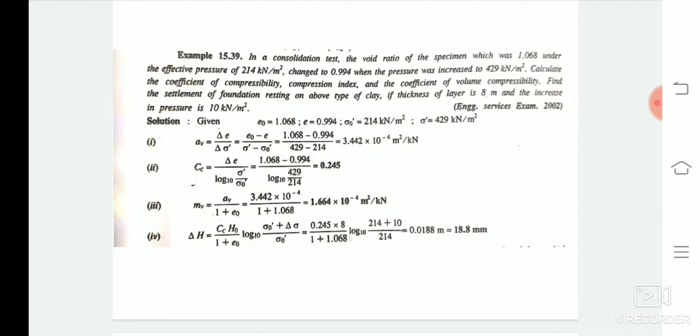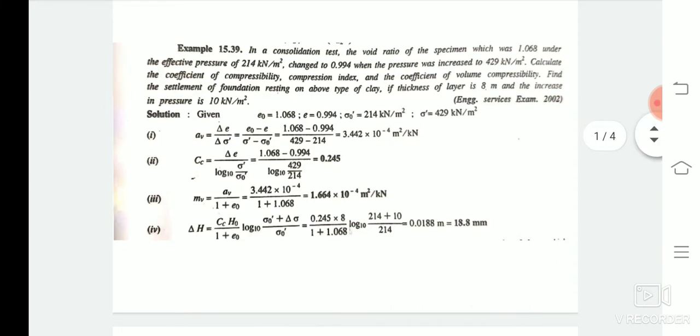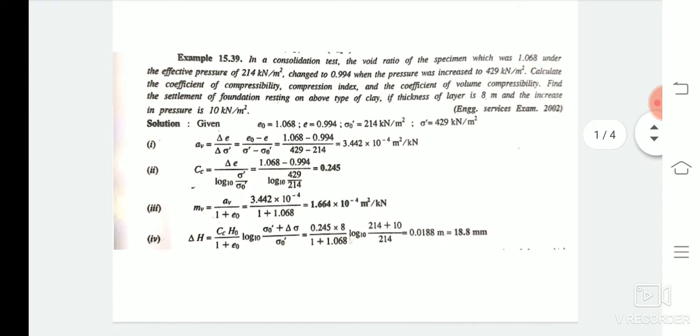So what does it state? In a consolidation test, the void ratio of the specimen, which was 1.068 under the effective pressure of 214 kN per meter square, changed to 0.994 when the pressure was increased to 429 kN per meter square. Calculate the coefficient of compressibility, compression index, and the coefficient of volume compressibility. Full stop. Find the settlement of a foundation resting on the above type of clay if the thickness of the layer is 8 meter and the increase in pressure is 10 kN per meter square.